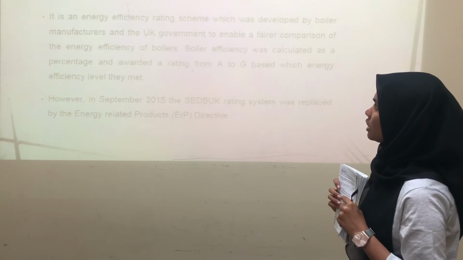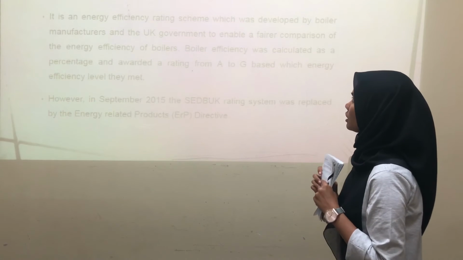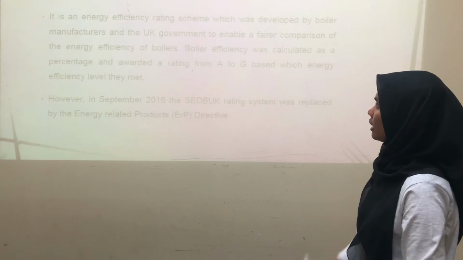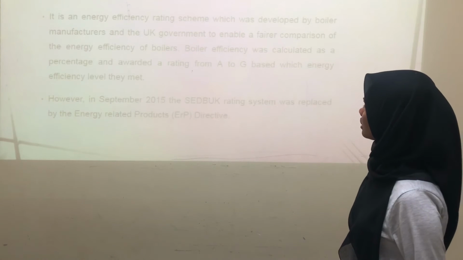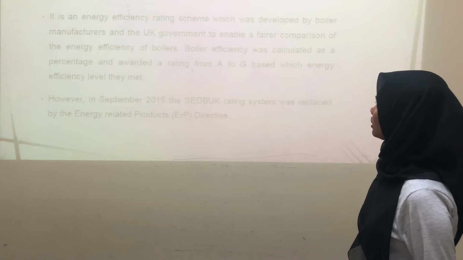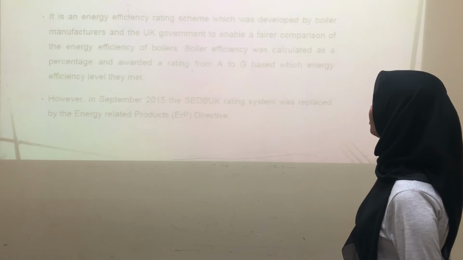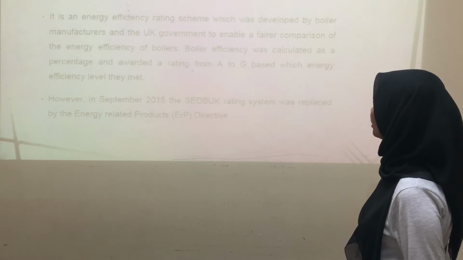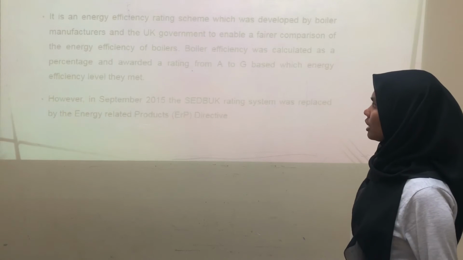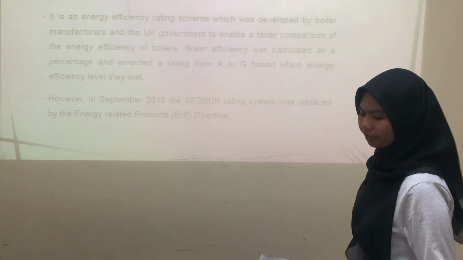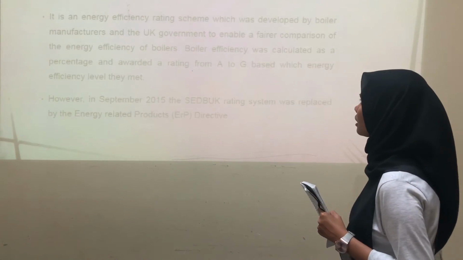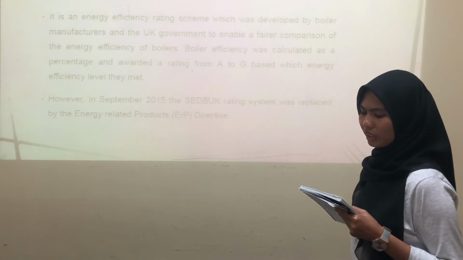SEDBUK stands for Seasonal Efficiency of the Domestic Boiler in the UK. It is an energy efficiency rating scheme which was developed by boiler manufacturers and the UK government to enable a fairer comparison of the energy efficiency of boilers. Maksudnya, ia adalah skim penarafan di UK.